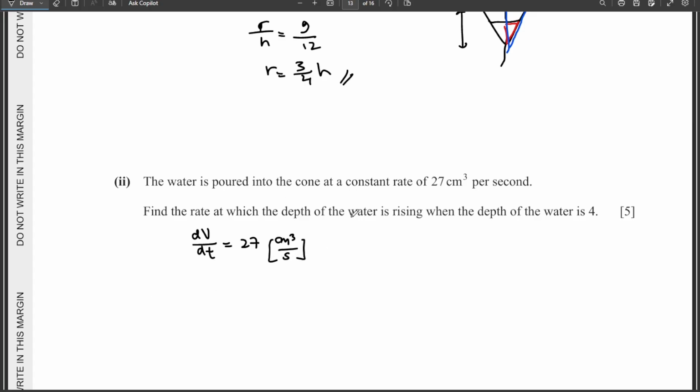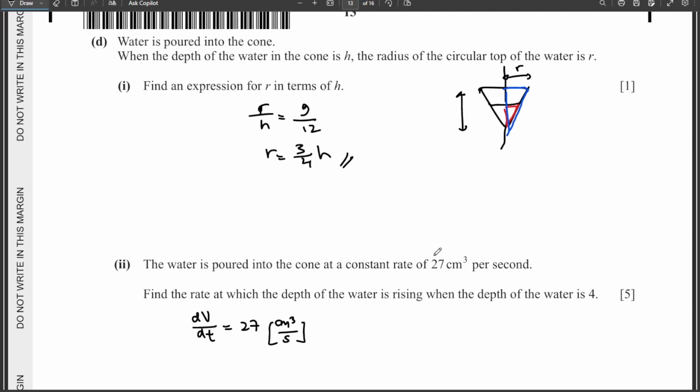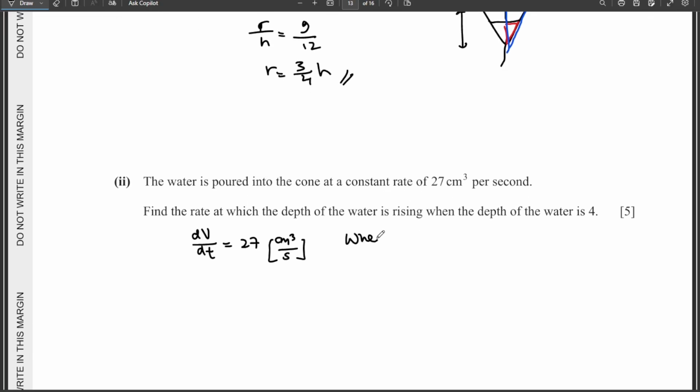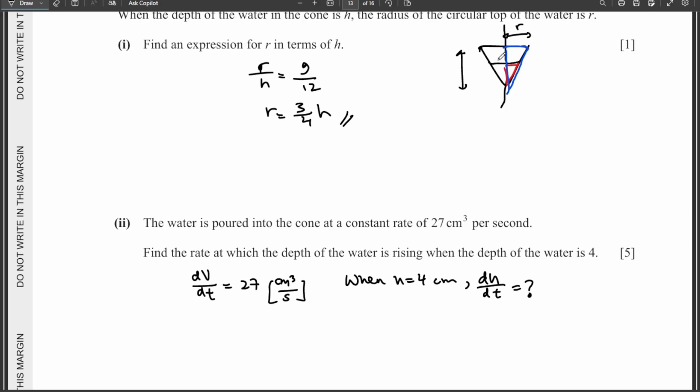Find the rate at which the depth of the water is rising when the depth of the water is 4. When the height is 4, what do they want? The rate at which the depth is rising. So what is dh/dt at that point? Because it's the change of the height, or the depth, of the water, right?